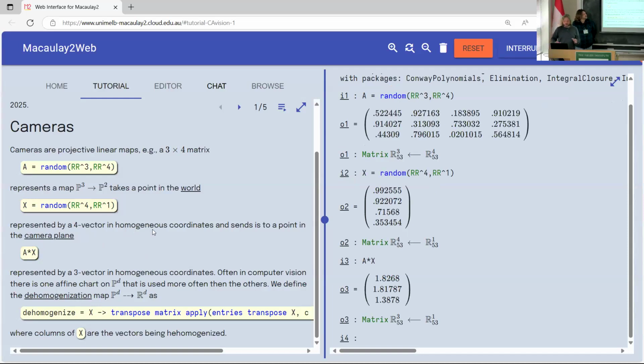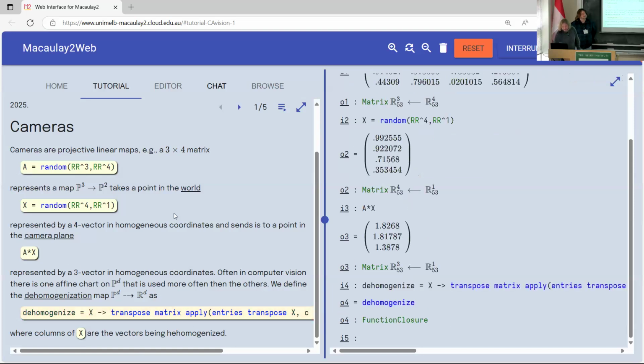Now, if we want to dehomogenize them, that's what people in computer vision usually do. They mean a particular affine chart. They just divide by the last coordinate, and I'm just going to define a function in Macaulay 2 that does it.